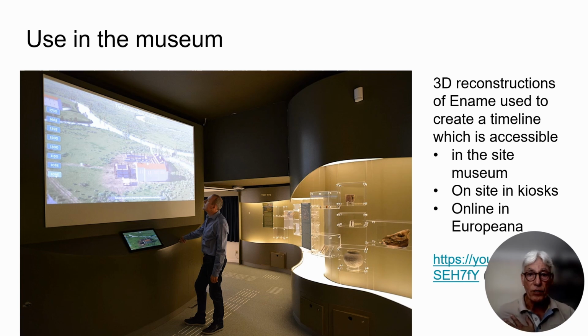Like in the previously discussed example of the Hand Museum, the Ename Museum offers a timeline which can be accessed not only in the museum itself, but also on site in kiosks, as well as online in Europeana.